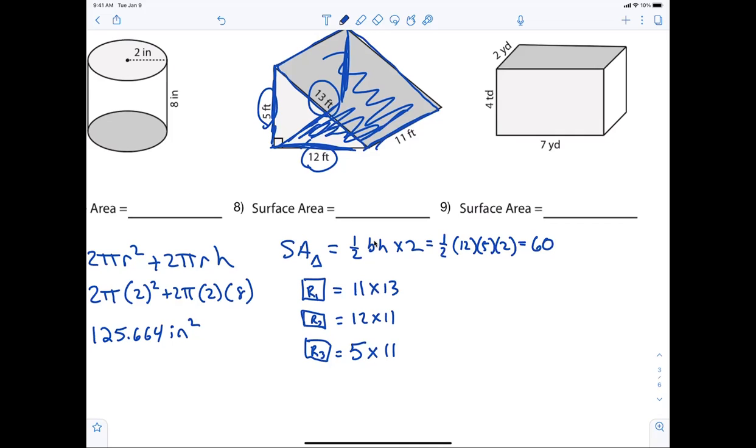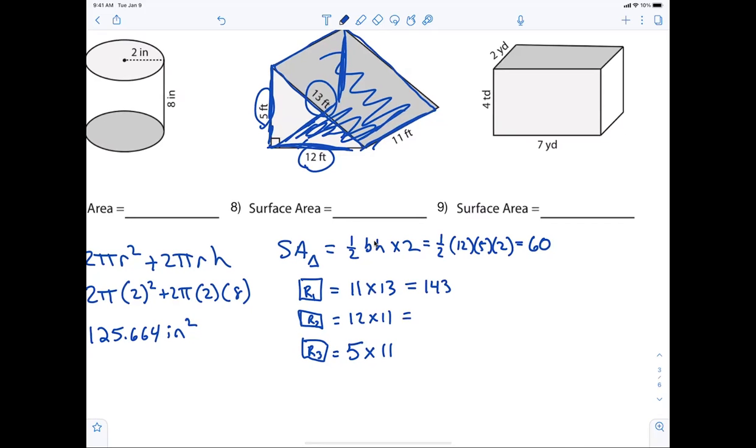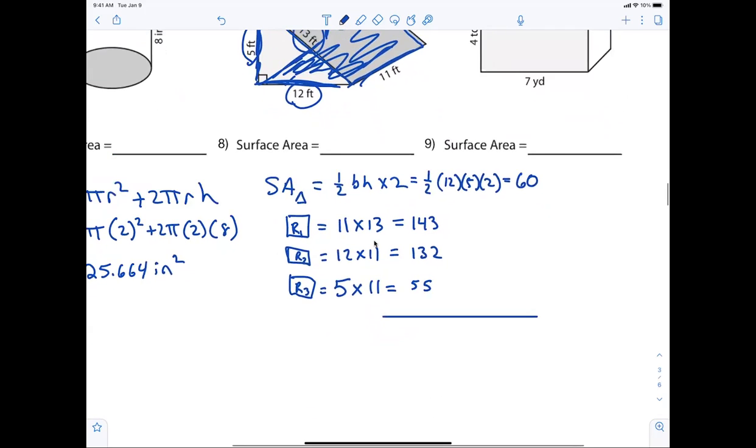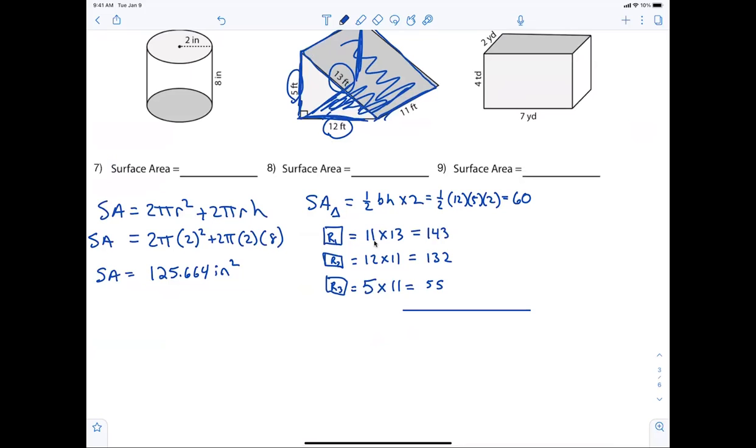60. 11 times 13. 12 times 11. And 5 times 11. And then what do I do? Add them up, please. And what is that? Is that right? 390 square feet. 390 square feet.